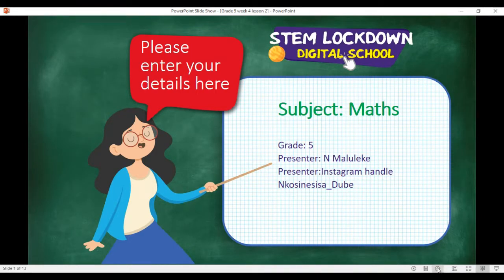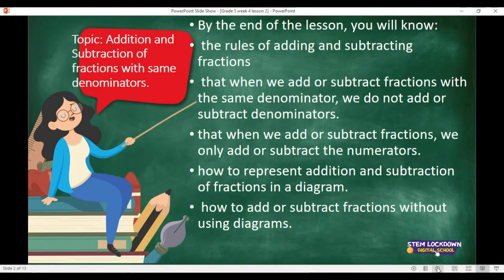We are finishing it on Thursday. Okay, so today's lesson, grade 5, we are looking at addition and subtraction of fractions with same denominators. In fractions, this is the easiest topic you can get. So let's look at the success criteria. What is it that you'll know by the end of the lesson?